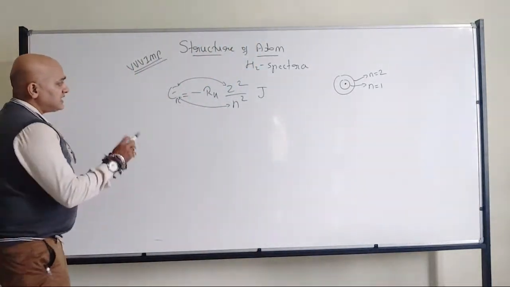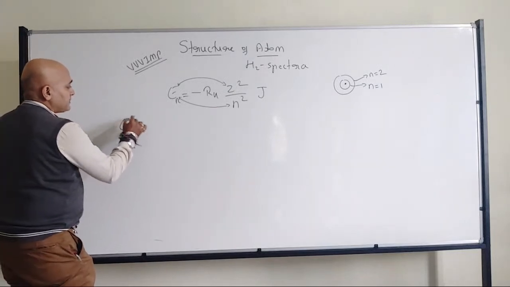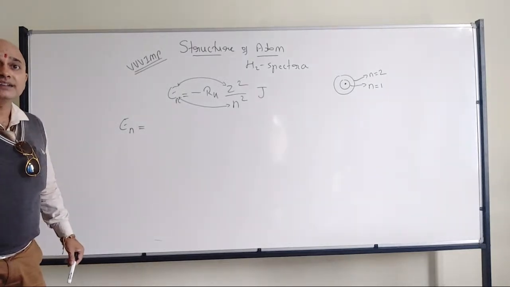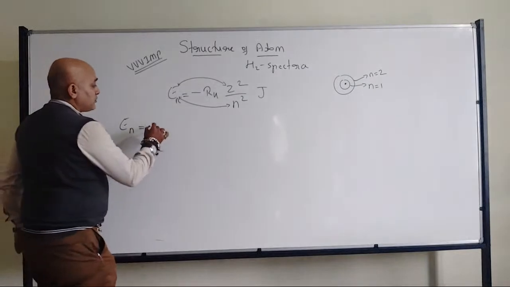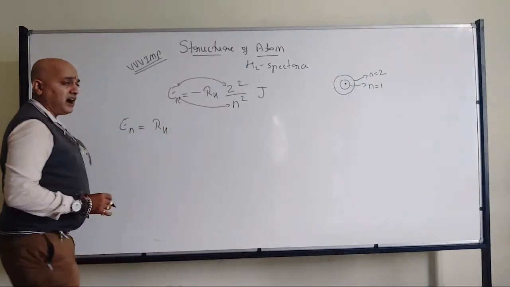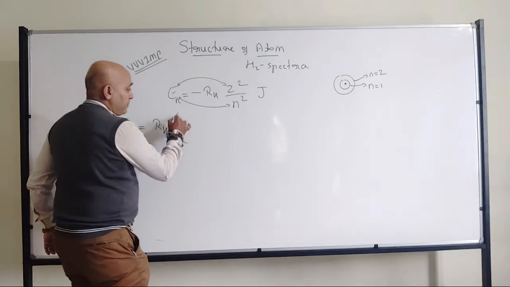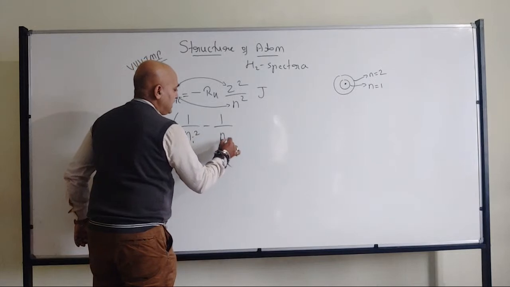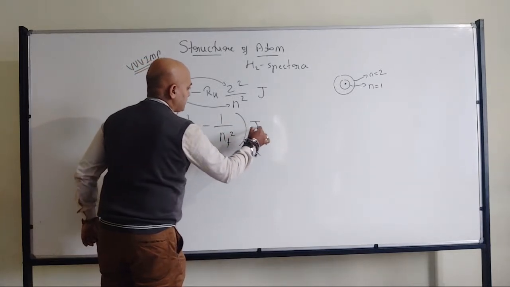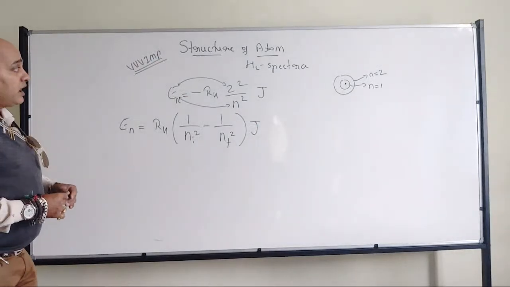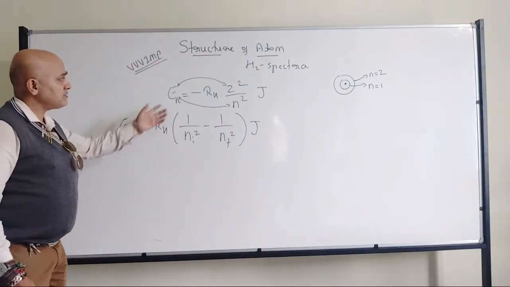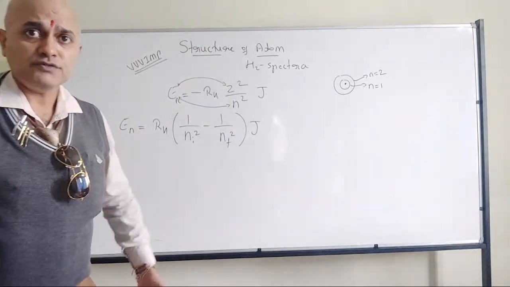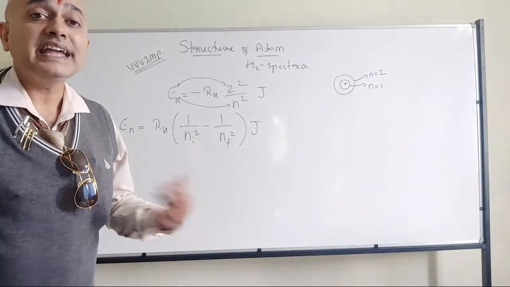Now, by considering the equation, En is equal to RH multiplied by 1 by Ni square minus 1 by Nf square. That's what we had got. All of you will agree? How come, sir? What happened to the negative sign? That's what we have seen during the derivation of the equation. What will happen to that negative sign?